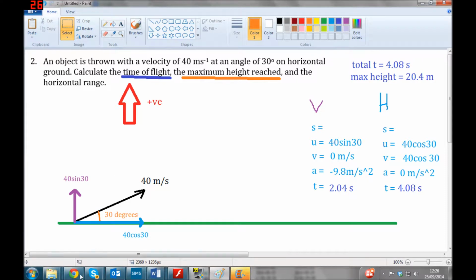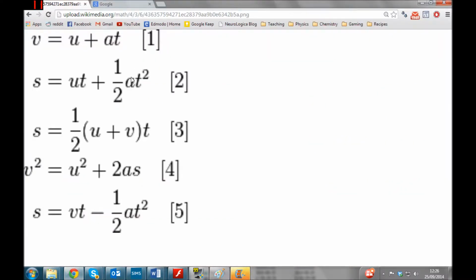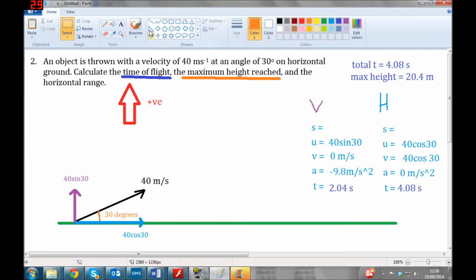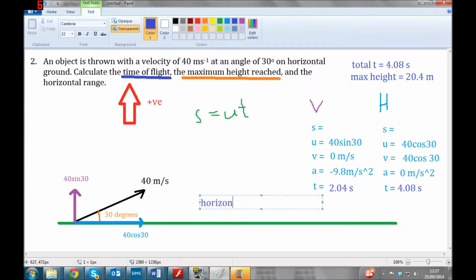So this is simply s equals ut plus half at squared, but a is 0, so this bit disappears. We're left with s equals ut. Let's draw that out just as we did all the others. So I'm going to plug in for u 40 cos 30, so 40 cos 30 times by t, 4.08, and that gives me a total answer of 141 meters. So horizontal range equals 141.3 meters, and that is my final answer.